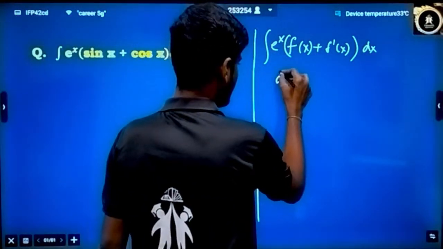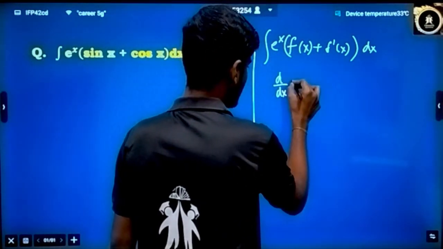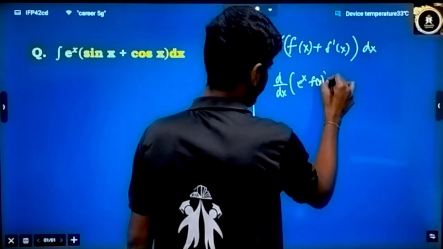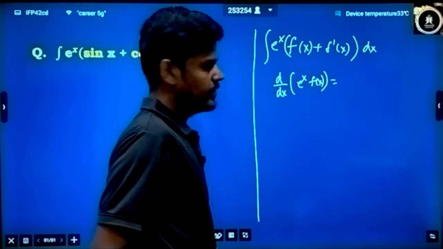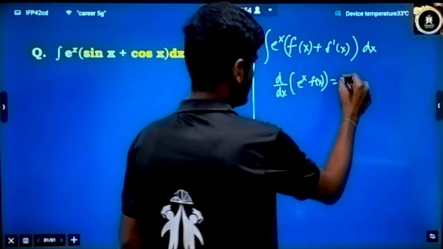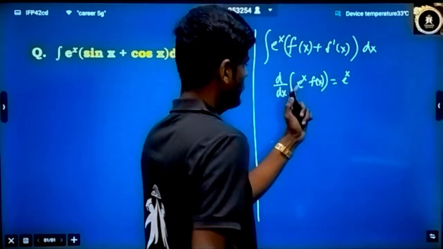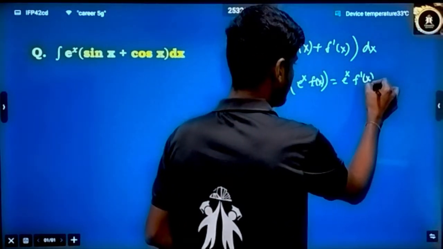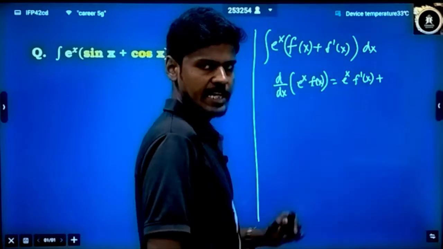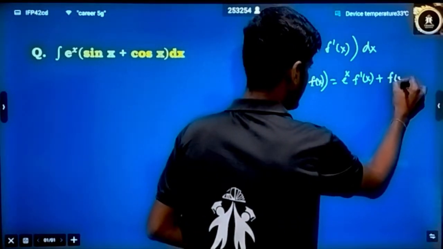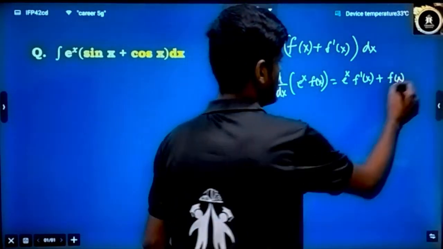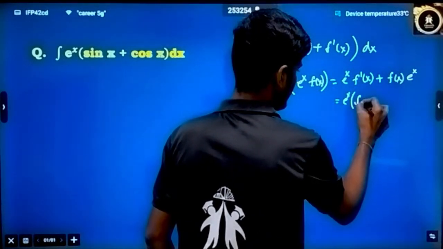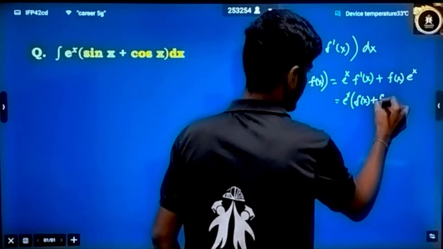First, we will consider what is the differentiation of e power x into f of x. That will be equal to, this is a product of two functions, so we will get e power x into first function into differentiation of second function, that is f dash of x, plus keep the second function as it is, f of x into differentiation of first function, that is e power x. So this is nothing but e power x into f of x plus f dash of x.